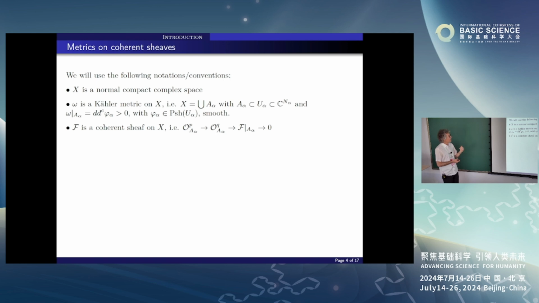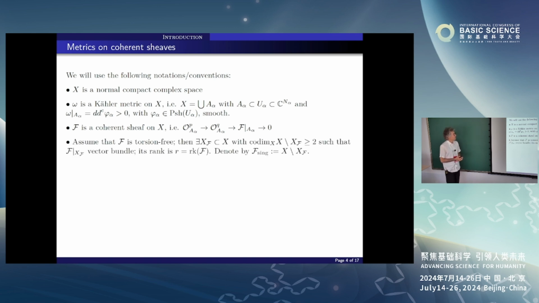So this was somehow the notion of Kähler space introduced by Grauert. And then now, given a coherent sheaf F on X, locally we have this exact sequence. And then let's assume, moreover, that F is torsion-free. So then outside codimension 2 it is as good as a vector bundle. And let's say that r is the generic rank, so that is to say the rank of this vector bundle here.